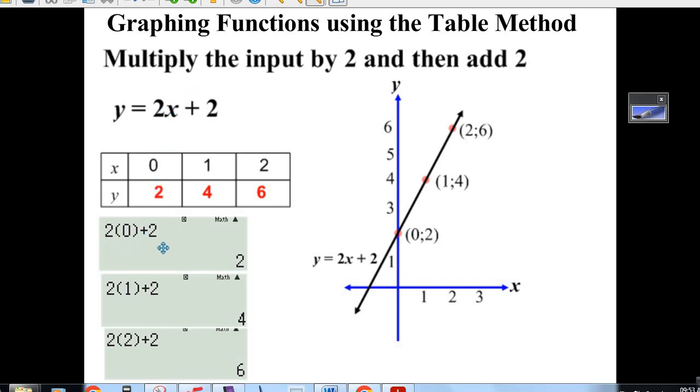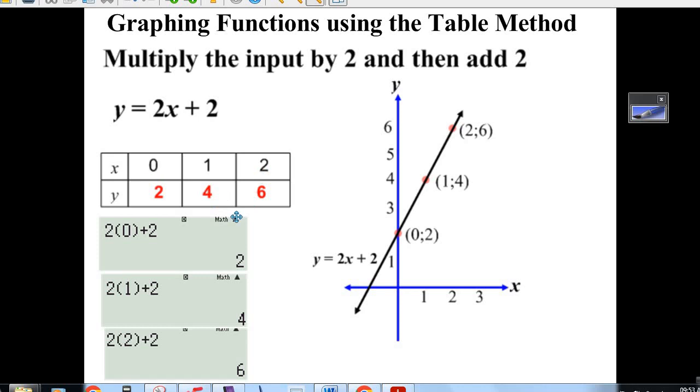No matter how complicated your function is, if it's multiplication, you put a bracket, 2, bracket, then you put in 0 plus 2, and your calculator gives you the answer. 2 times 1 plus 2, well, that's 4. 2 times 2 is 4, plus 2 is 6. These are your ordered pairs. When x is 0, y is 2. When x is 1, y is 4. And when x is 2, y is 6.